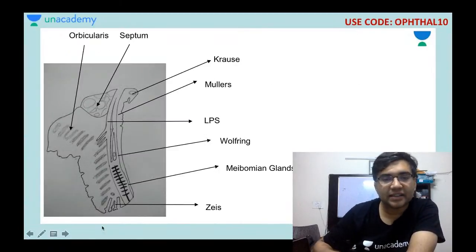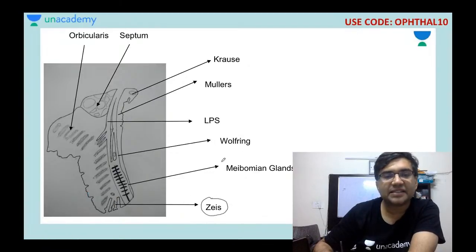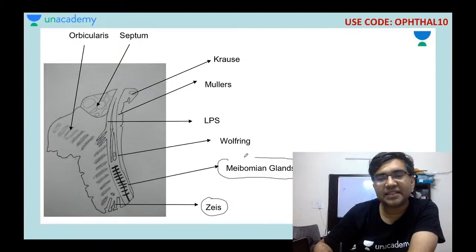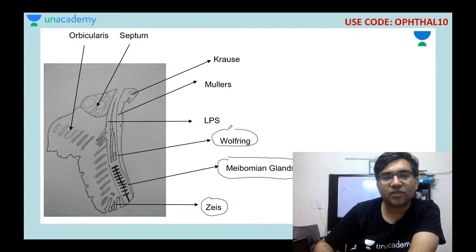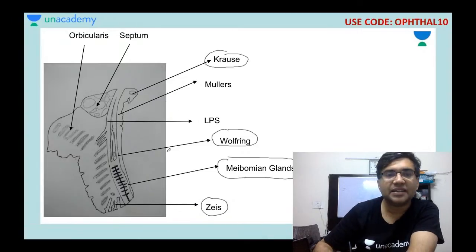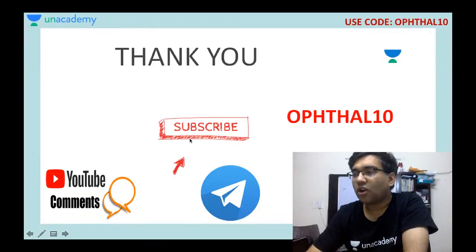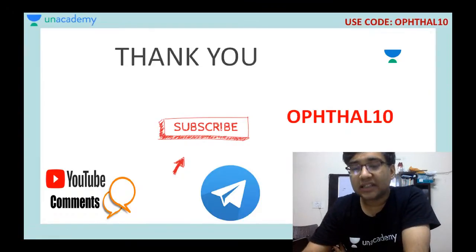So if you can see here, these are the glands of Zeiss which are opening into the eyelashes. We have the meibomian glands near the tarsal plate, the glands of Wolfring and the glands of Krause, that are the accessory lacrimal glands. Okay, let's move to this. So this is all we should basically know about the lid anatomy.